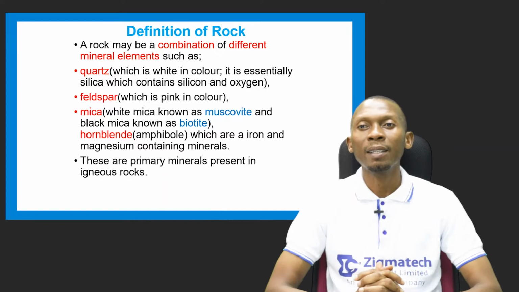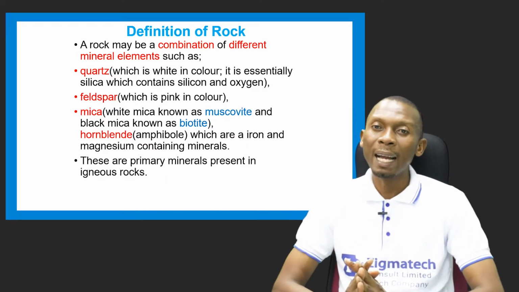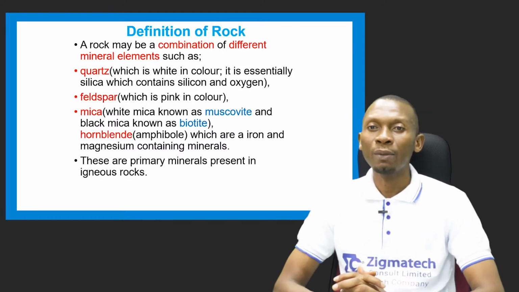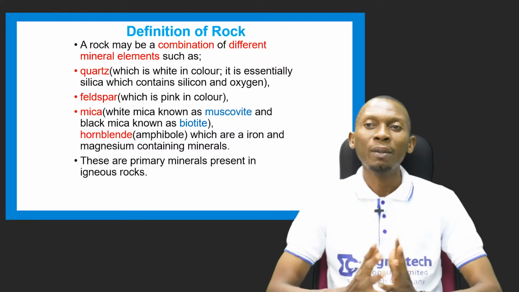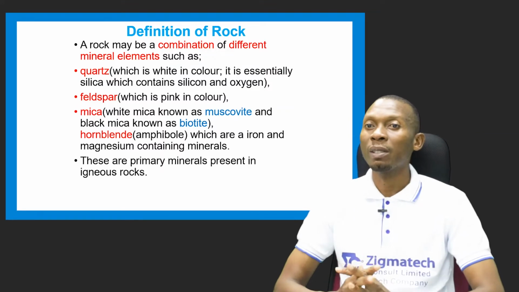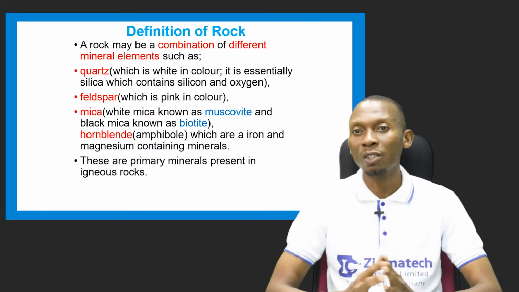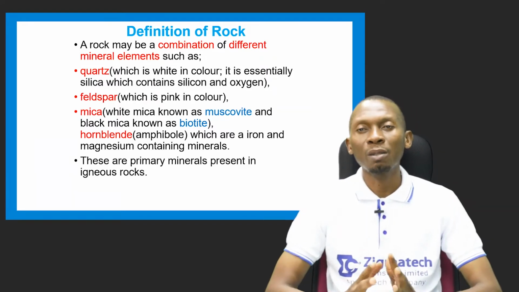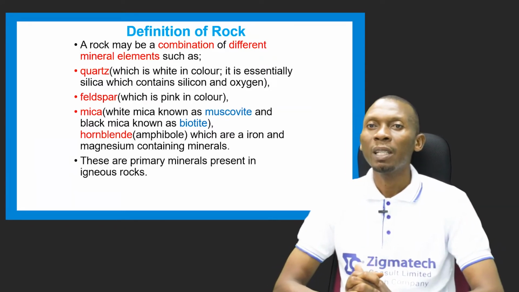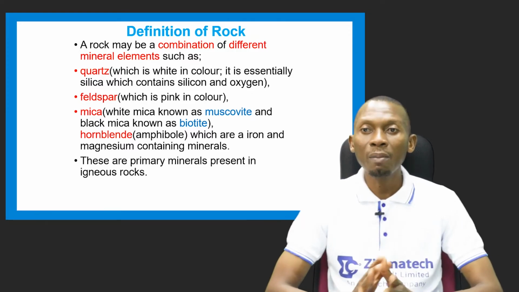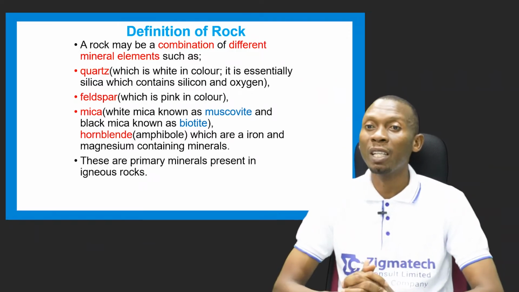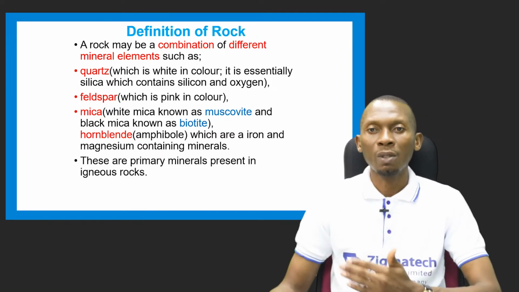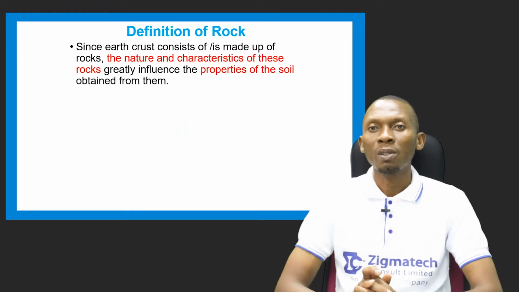If it's white, it's called muscovite, and if it is black, it's called biotite. While hornblende, which is also amphibole, is an iron and magnesium containing mineral. So we need to understand that these are some of the mineral elements that are found in rocks. So these are primarily mineral elements present in igneous rocks, which is a type of rock. We'll get there to understand the various types of rocks.